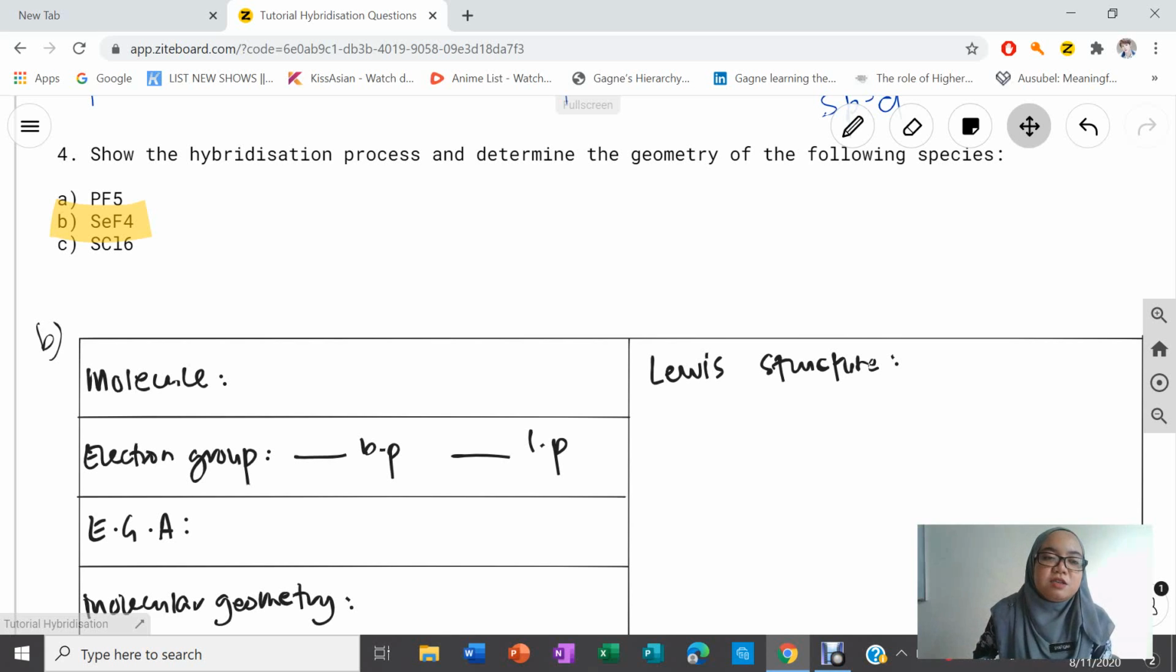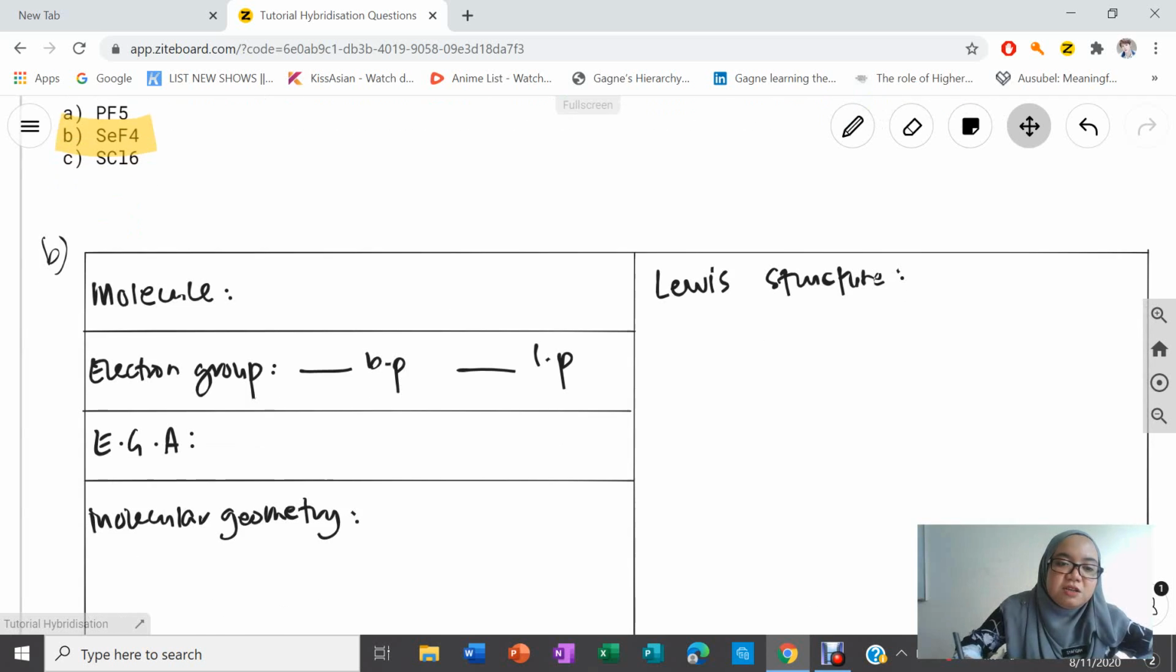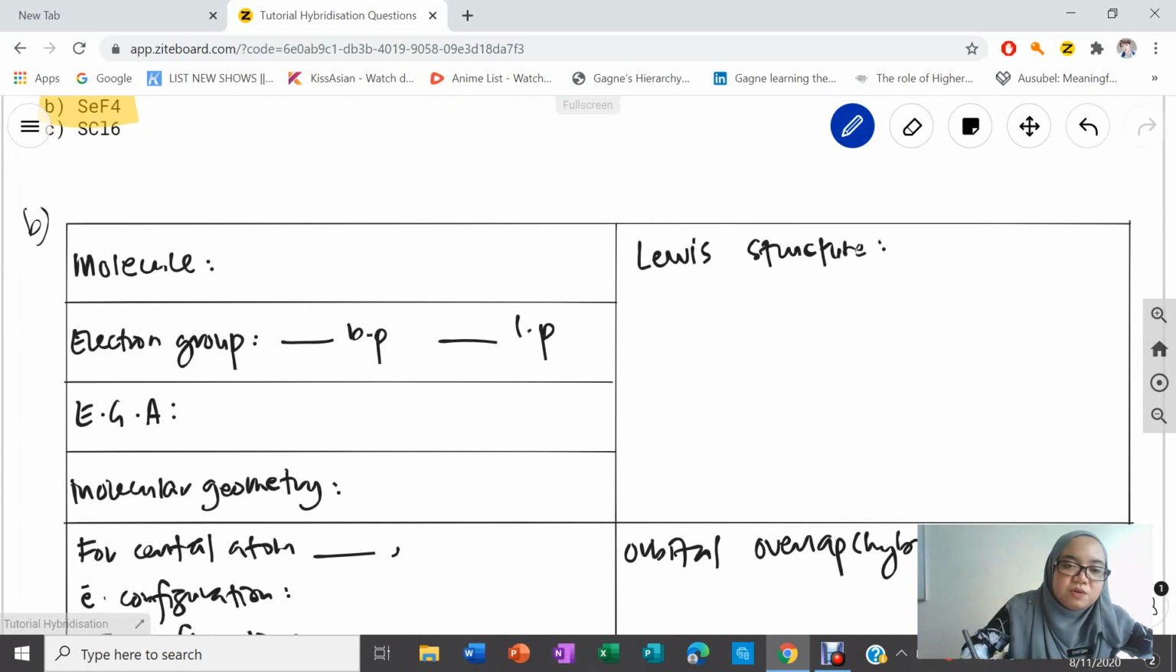Question 4 asks you to show the hybridization process and determine the geometry of the following species. They gave you 3 examples. What I'm going to discuss today is example B, SeF4, because examples A and C are quite simple. So let's look at example B. The molecule is SeF4.